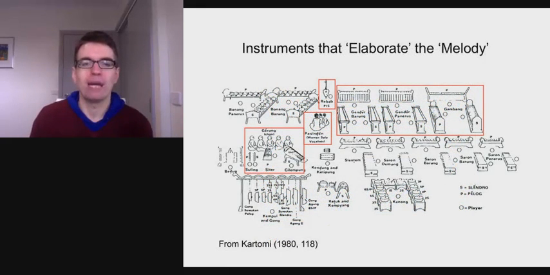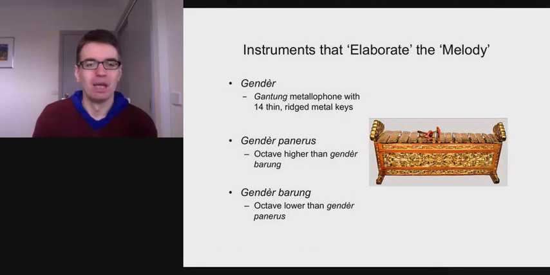Finally, I would like to talk about instruments that elaborate the melody. And there's quite a few of these in a gamelan ensemble. So let's take them one by one and discuss them. The first is an instrument known as gender. And like the slentum, it's a gantung metallophone.